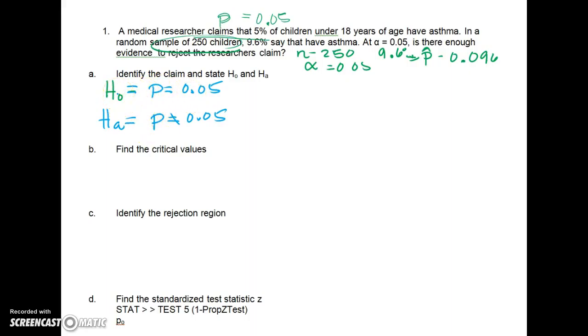As a sentence, what we are saying is that the claim is that 5% of children under the age of 18 years old have asthma. 5% of children under the age of 18 have asthma. That's our claim. Part B is to find the critical values.